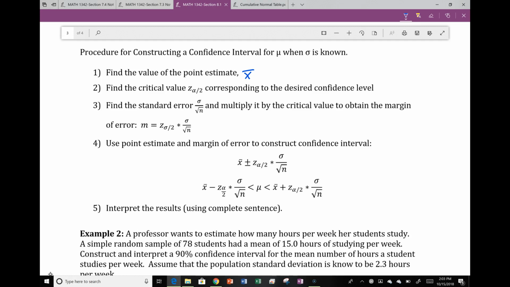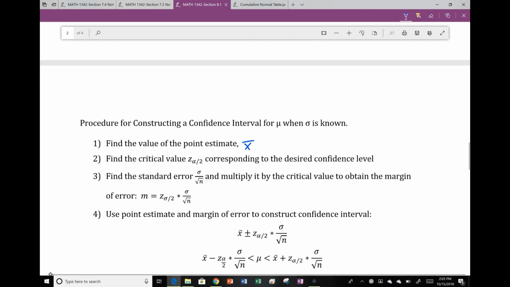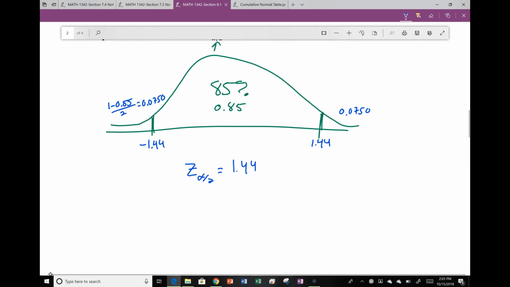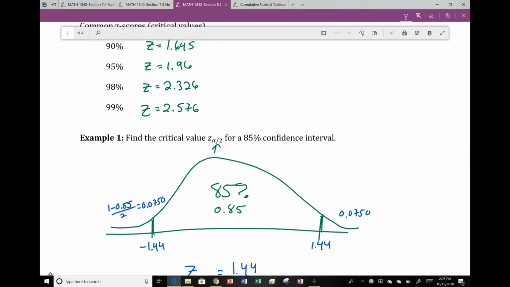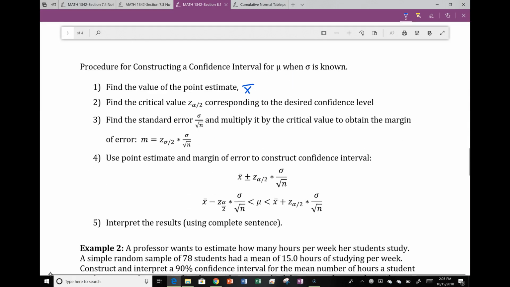Then we want to find the critical value, that's z alpha divided by 2, which are those 1.96, the 1.44 that we found for the 85%. These are our critical values that go into our formula. We want to find the standard error, which is the standard deviation divided by the square root of n, and multiply it by our critical value to get our margin of error. Here's our margin of error.